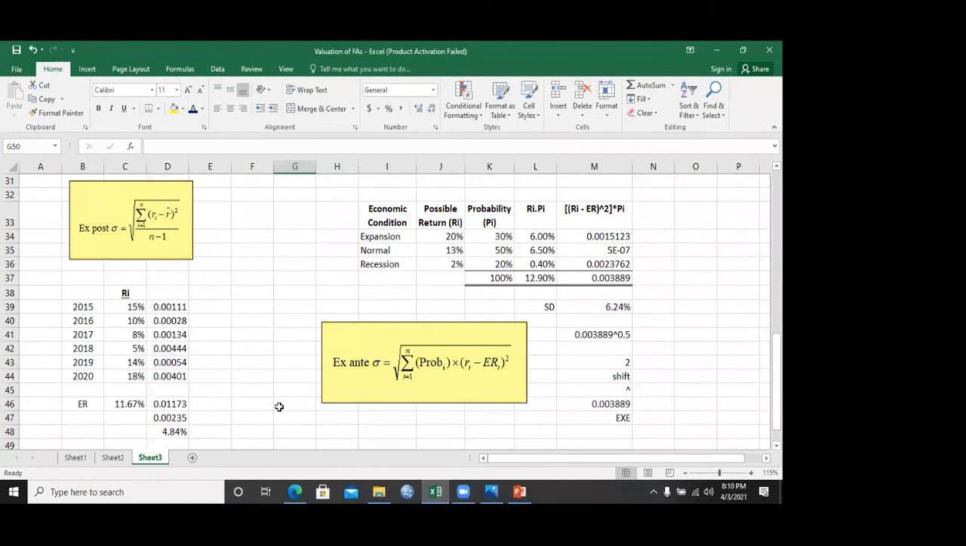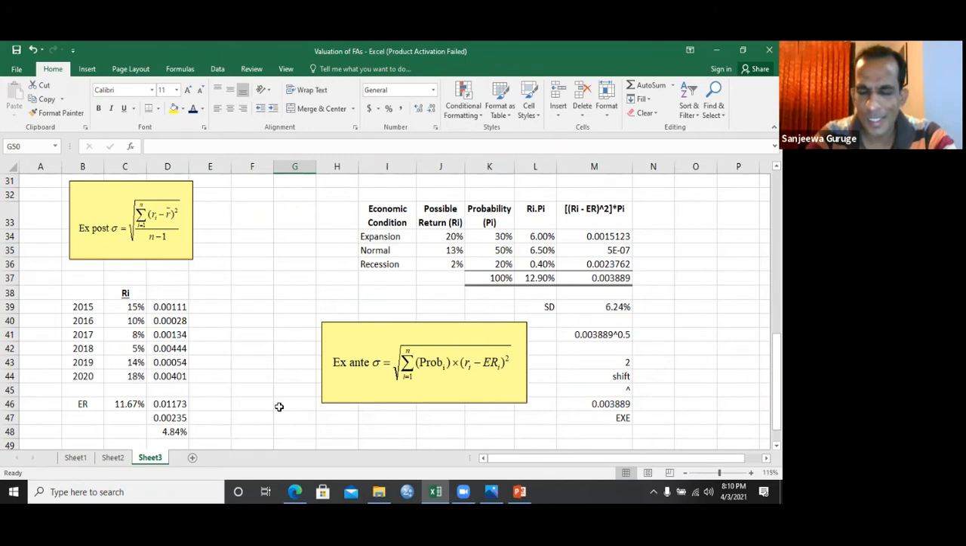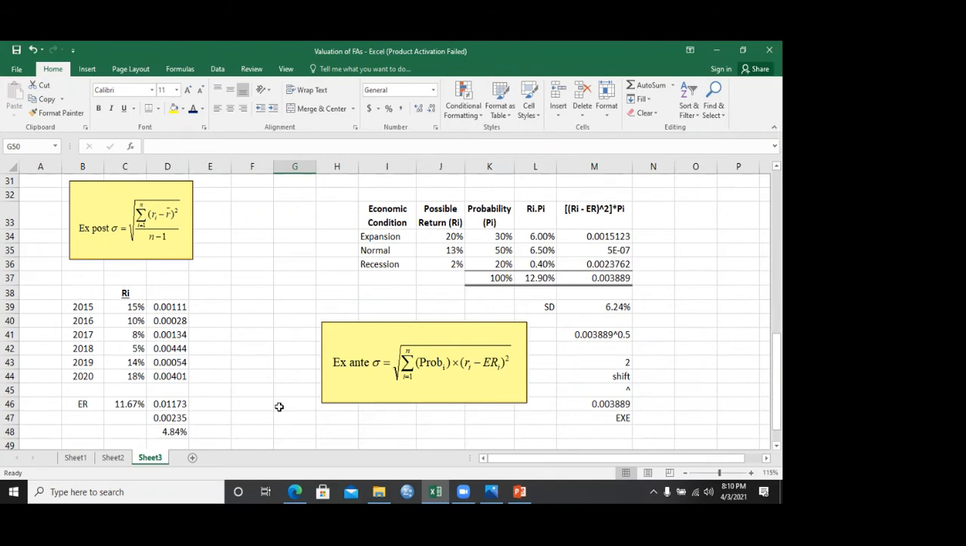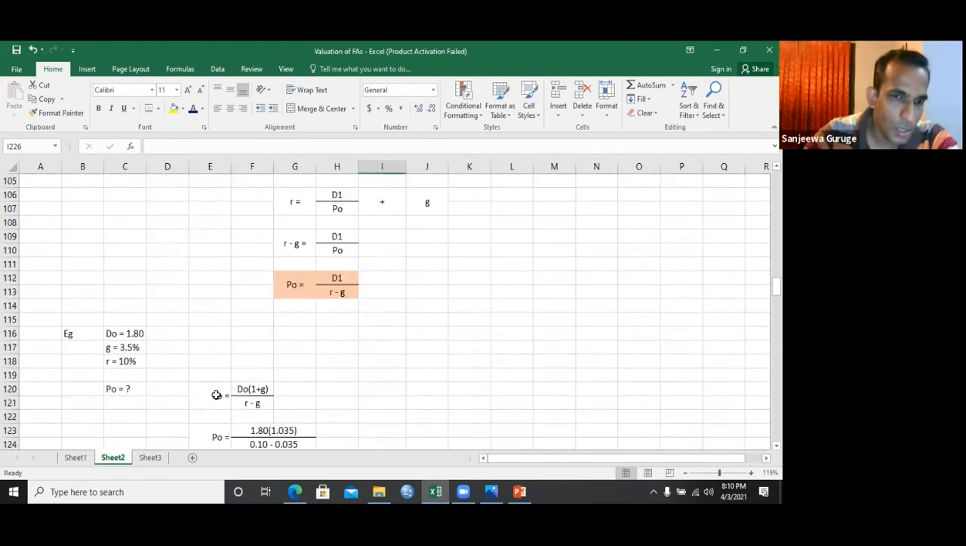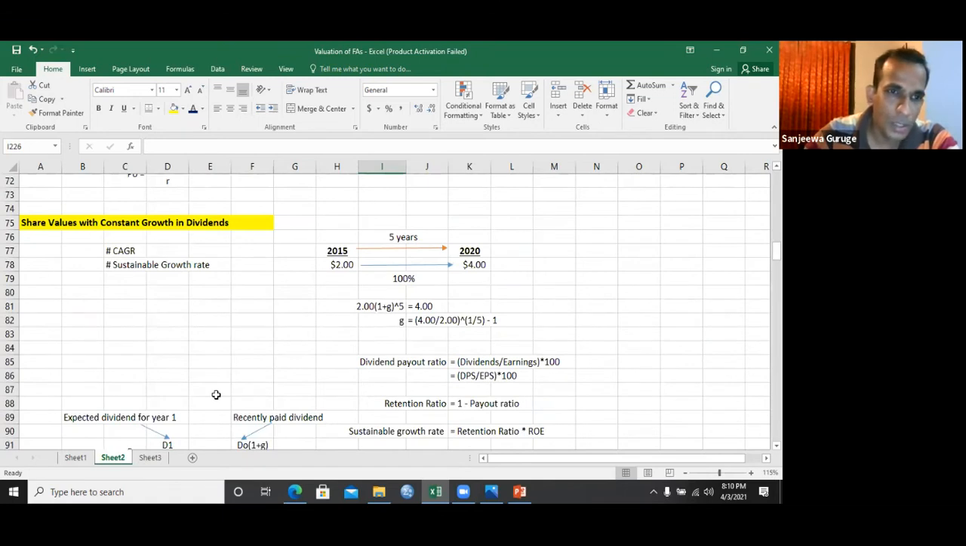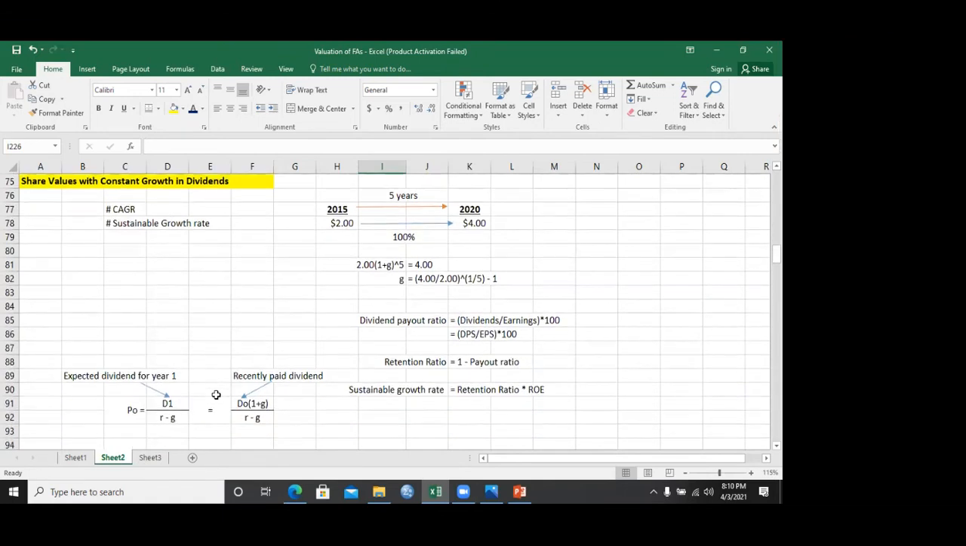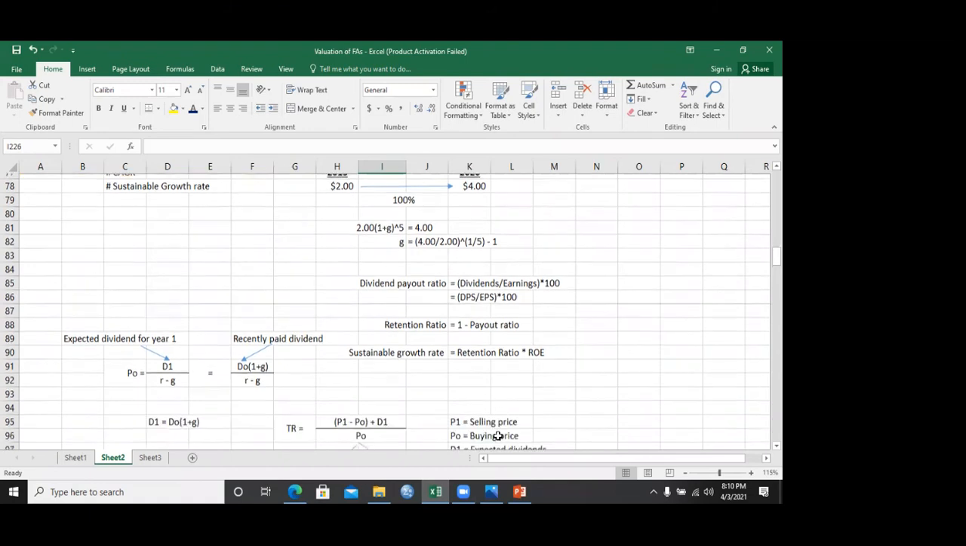Excuse me. So my question is not about this topic. It is about a previous lesson. In the constant growth rate model, can you go to that equation? Constant growth rate. Okay. So this one, D0 (1 + g) over (r - g). In this equation, sir, if the growth rate is higher than the required rate, does it mean this equation doesn't work?